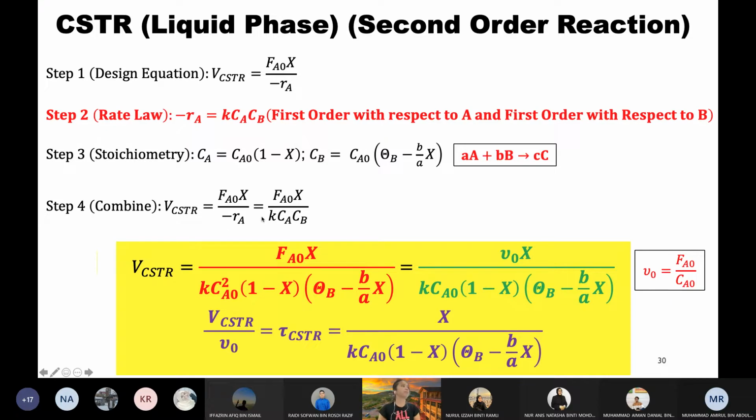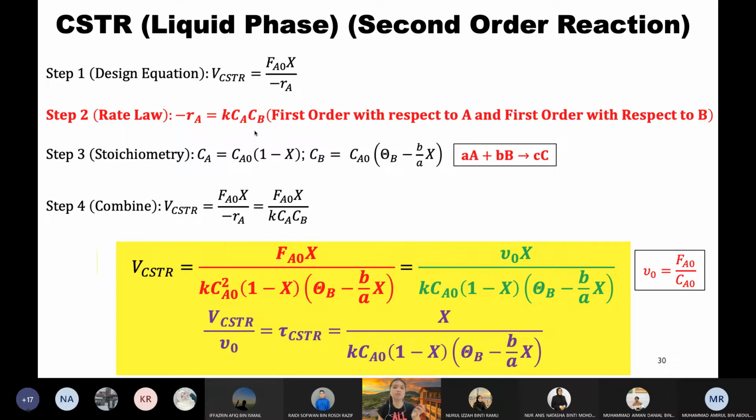Okay, now last one. We do it now for CSTR liquid. The rate law is -rA equals kCACB. Earlier we did -rA = kCA, and we already did -rA = kCA squared. So now we do -rA = kCACB. It means the reaction is first order with respect to A and first order with respect to B. So now we involve two reactants, A and B, while in the previous cases we had one reactant, reactant A.